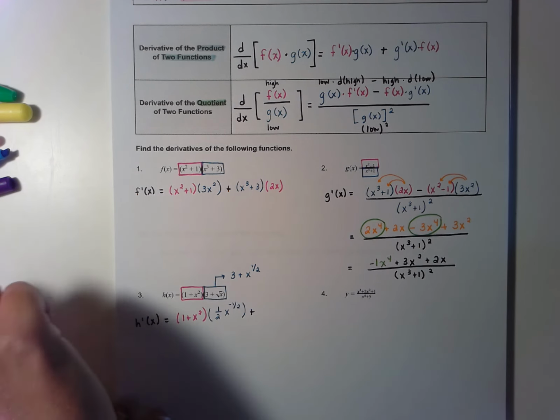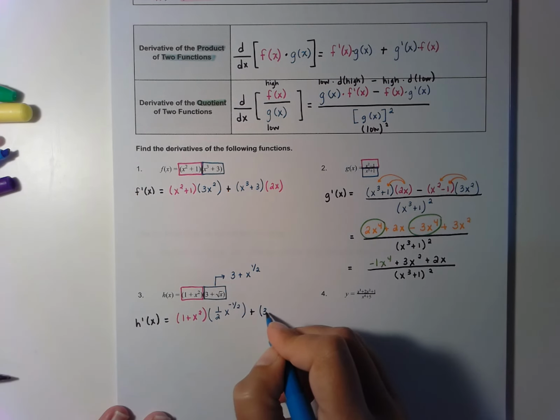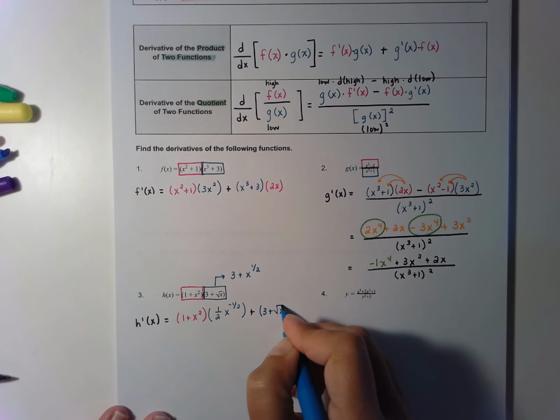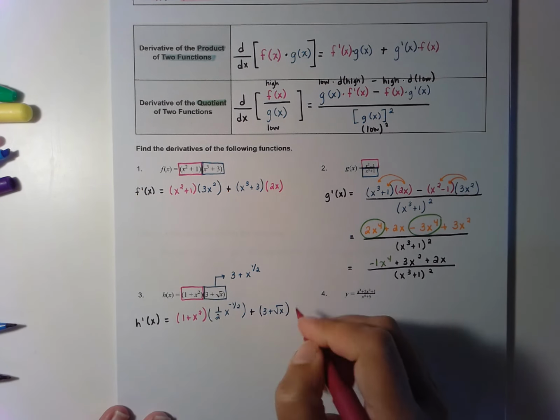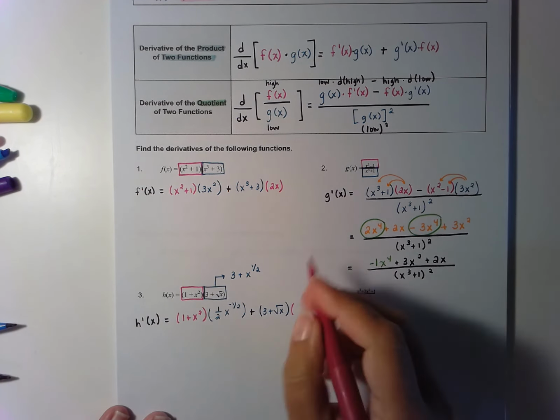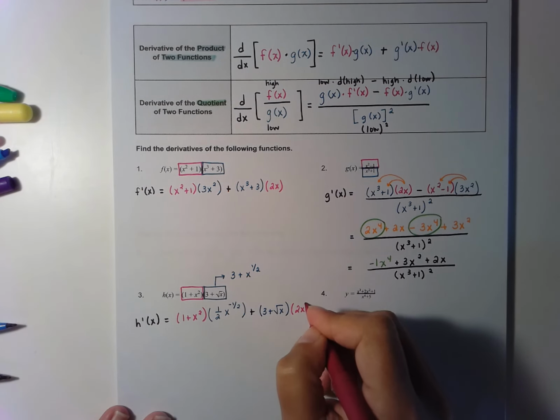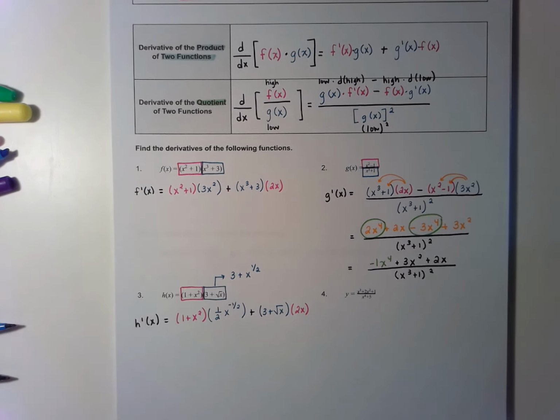plus copy the second, so don't change anything, 3 plus the square root of x, derivative of the first, and the derivative of 1 is 0, and the derivative of x squared would just be 2x. So that's how you use product rule.